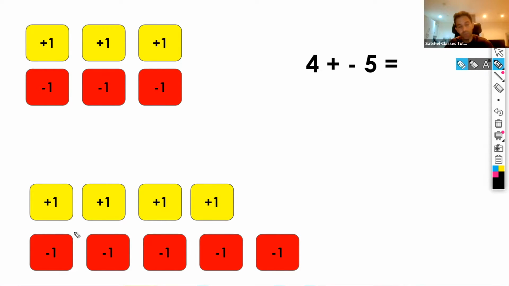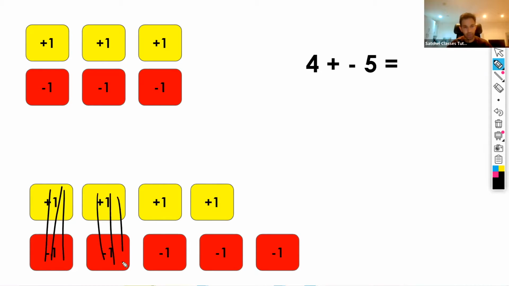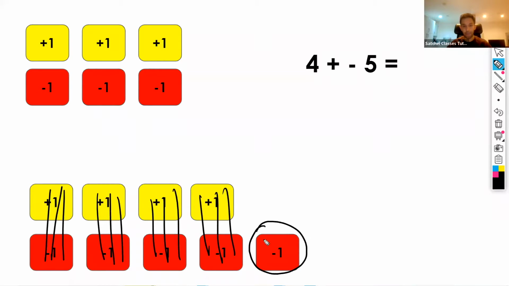Now again, I'm going to cancel down my 0 pairs. That's 1 zero pair, another zero pair, another zero pair, another zero pair. All I'm left with now is minus 1. So once again, we can see 4 plus minus 5 can be rewritten as 4 minus 5, which is minus 1.